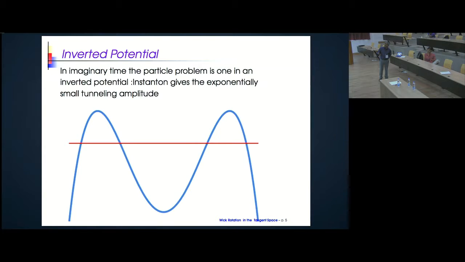You can go from here to there in imaginary time, and you get a perfectly respectable solution of the equations of motion in imaginary time. That solution is called an instanton, and it gives you the exponentially small tunneling amplitude to get from here to there.